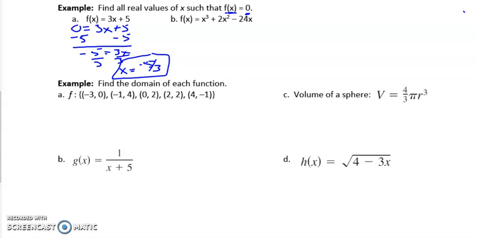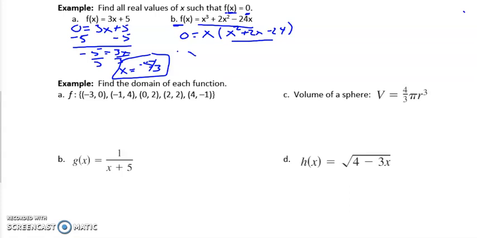For example B here, notice that this is a much more complicated function. It's a polynomial, and it has a whole bunch of x's, so we can't just set the function equal to 0 and then isolate the variable. We have to factor this. So I'm going to start by setting it equal to 0 and factoring out the GCF. All the terms have an x in them, so I'm going to factor out the GCF of x, and that leaves me with x squared plus 2x minus 24.